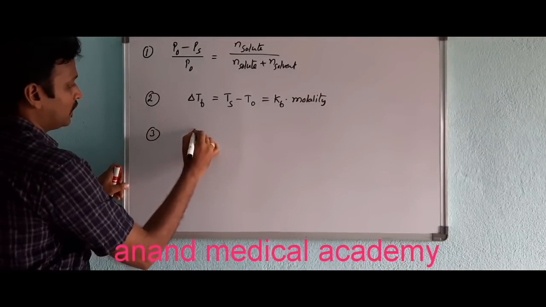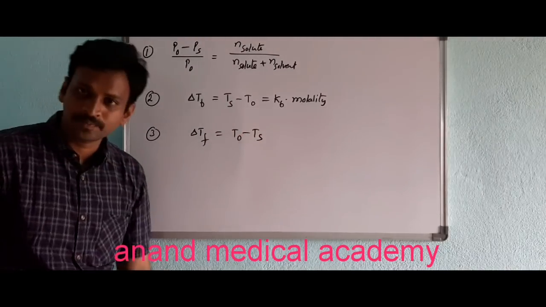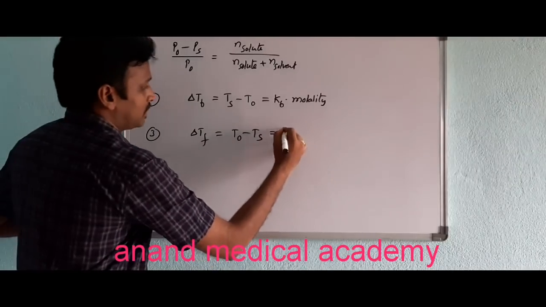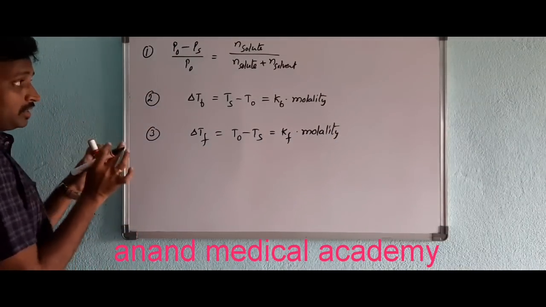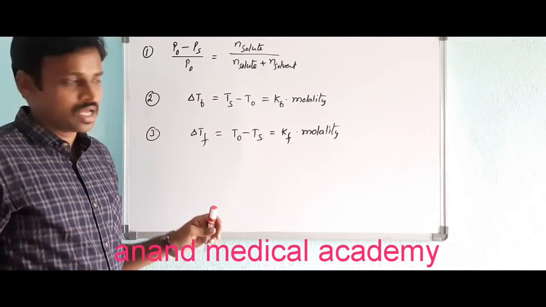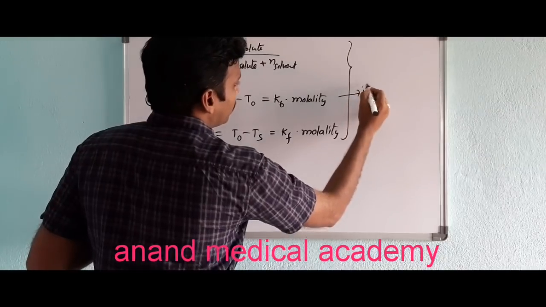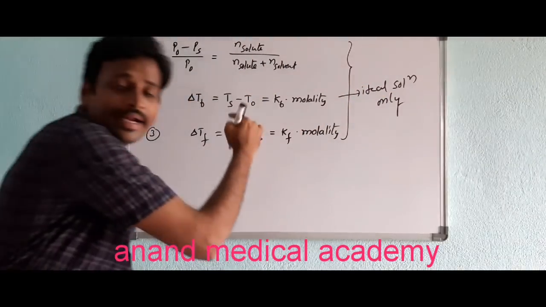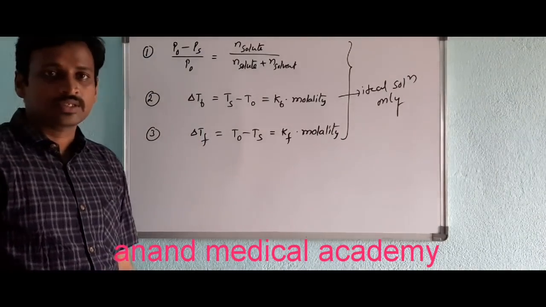And the third one, delta Tf is equal to T0 minus Ts. Just have a look. So delta Tf is equal to T0 minus Ts and is equal to Kf into molality. That's it. All these three are applicable for dilute solutions as well as ideal solutions. One more we have, osmotic pressure, I'll tell you, and that is applicable for ideal solutions only. Got it? Three colligative properties we discussed.